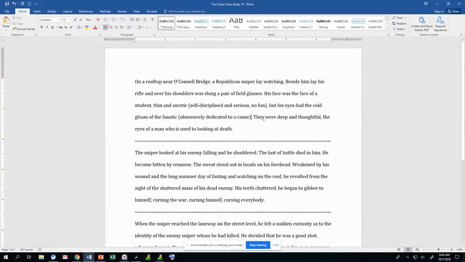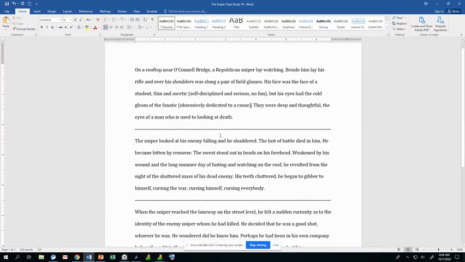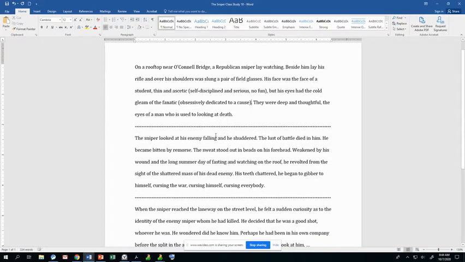Feel good about that. They were deep and thoughtful, the eyes of a man who's used to looking at death. Okay, feel good. Understand that one just fine. The sniper looked at his enemy falling and he shuddered. And it's pretty straightforward.